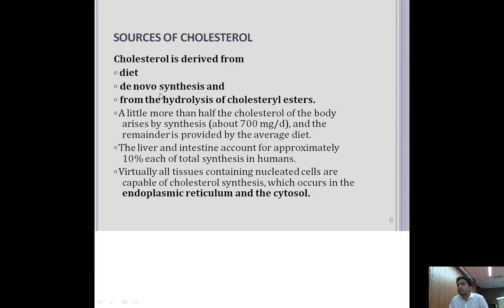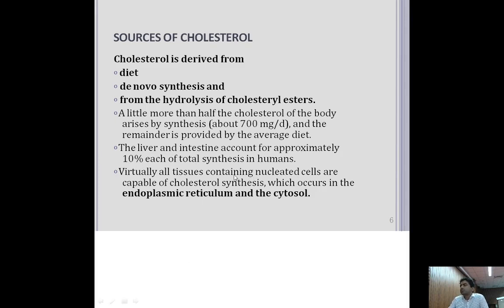It forms from acetyl coenzyme A or from the hydrolysis of cholesterol ester. If cholesterol ester breaks down, then also cholesterol can be formed. So more than half, almost 60% of the body cholesterol is synthesized inside the body. Okay, the rest we take from the diet. And liver and intestine are the most important organs where cholesterol is synthesized, 10% each.